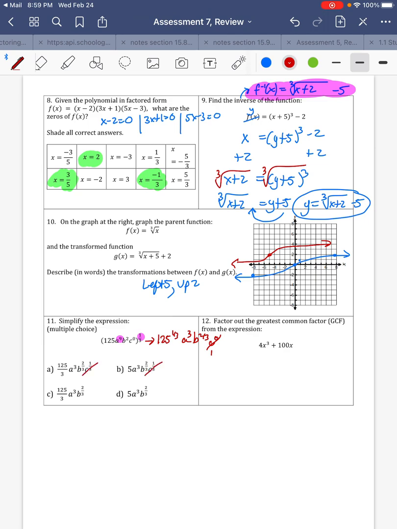All right, so let's take a look. 125 to the 1/3 power is 5 because the cube root of 125 is 5. So I'm going to choose letter D.